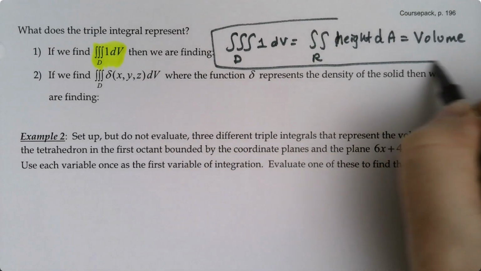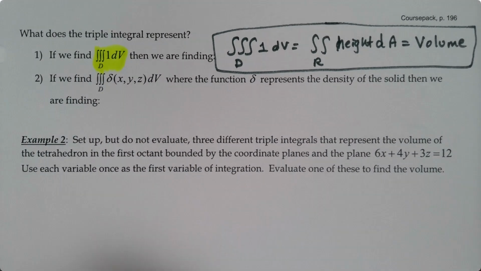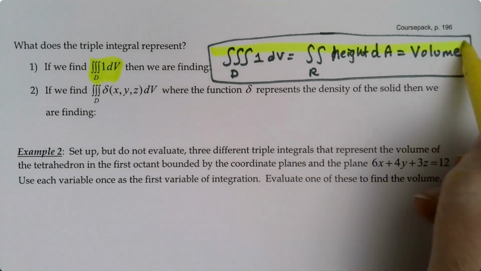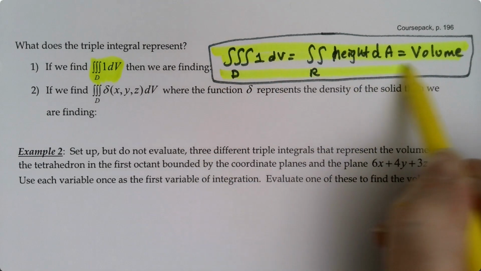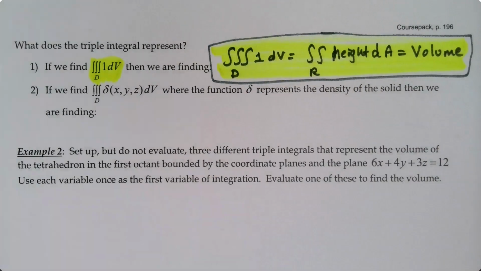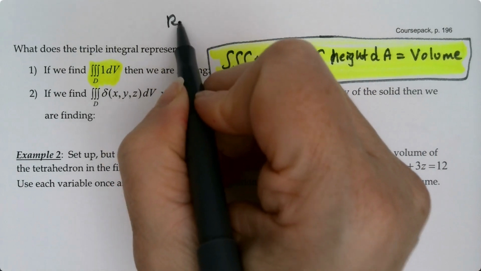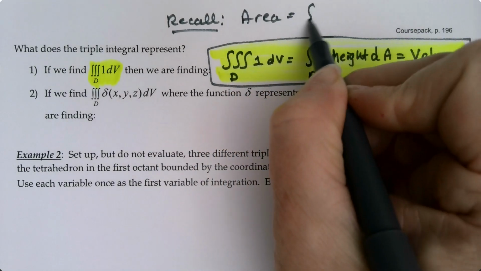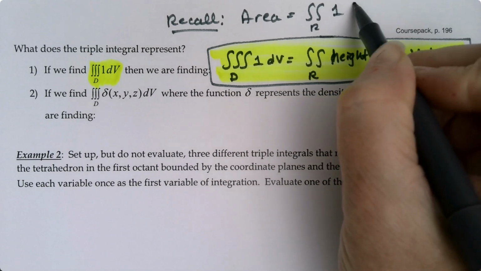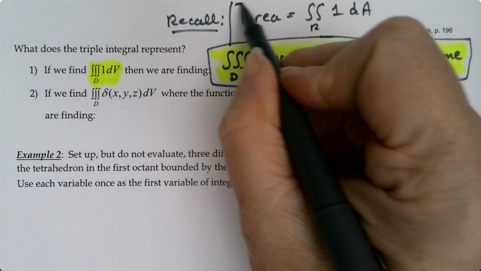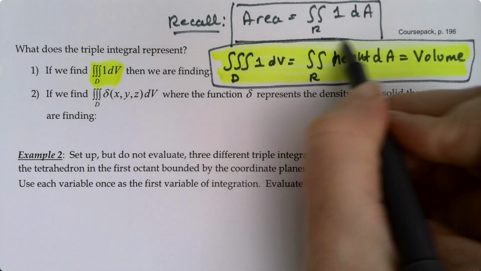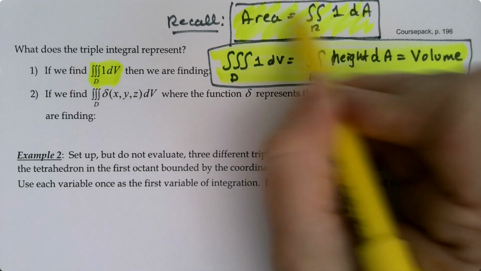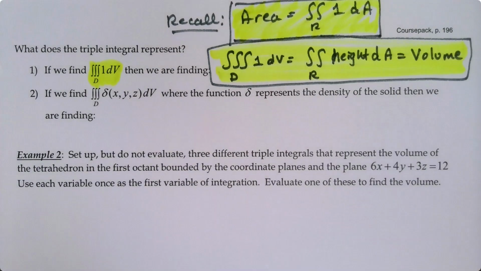Very key. You can find volume two different ways. You can find volume with a double integral, or you can find volume with a triple integral. So far, we've been doing double integrals all over the place. Oh, and a little recall, area is the double integral of 1, right? So area is the double integral of 1. The triple integral of 1 is volume. But then what's the triple integral of a function?